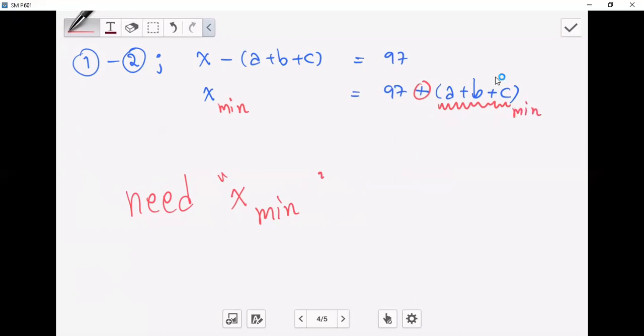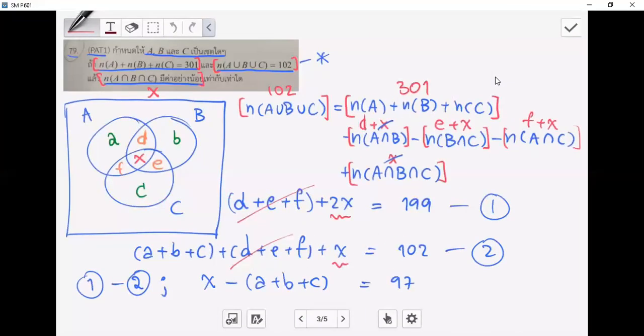So what is the minimum number that you can have? This one has to be 0, right? If this one is 0, we will have X minimum equal to 97, right? But anyway, this is not yet the answer. We just think that it should be 97. So let's go back, right? If we assume this ABC to be 0, is it possible? Is it going to make something become an error in our equation? So we just have to go back and check with the equation that we have.